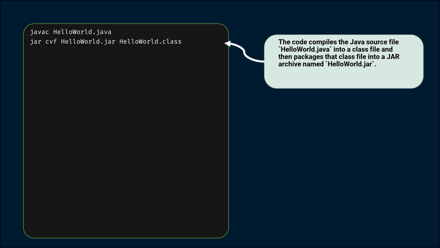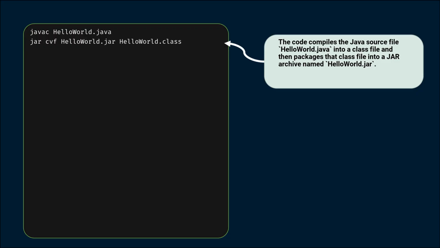Next, we take this a step further by using the jar command, specifically jar cvf HelloWorld.jar HelloWorld.class. In this command, the c flag indicates that we want to create a new archive, v enables verbose output to check the progress, and f specifies the file name for the archive we're creating. The HelloWorld.class file is then included in the new JAR file, HelloWorld.jar.